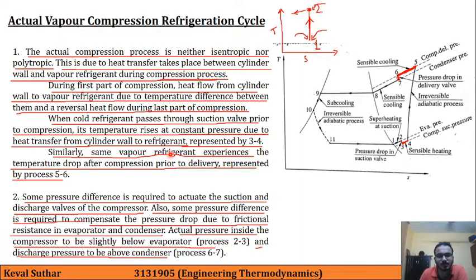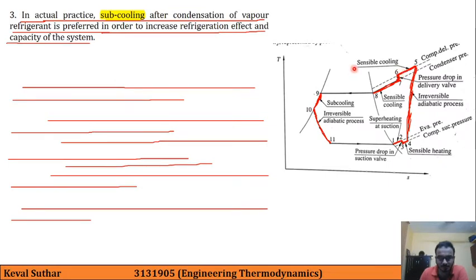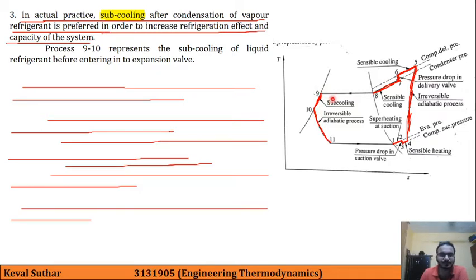That's why there will be some form of temperature drop observed at the suction as well as at the delivery, and also there is a difference between the evaporation pressure and the compressor suction pressure. Similarly, there is a difference between the condenser pressure and the compressor delivery pressure. In actual practice we do subcooling after condensation in order to increase the refrigeration effect and capacity of the system, that can be seen from 9 to 10.